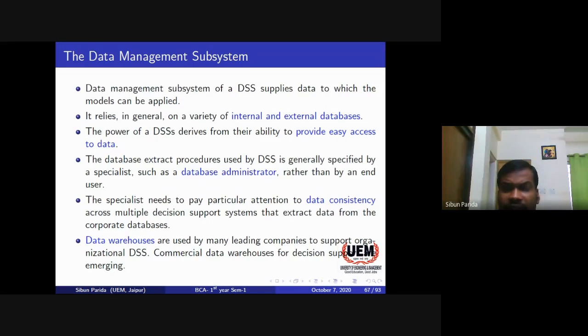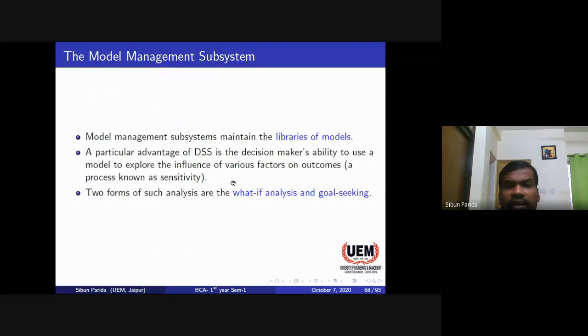Making available the data for taking the decisions. So who is doing these things? There is a database administrator, a specialist to be assigned, and the data are stored in the data warehouse. Okay. The model management subsystem maintains the library of the models. Okay, there are multiple libraries for a particular model.